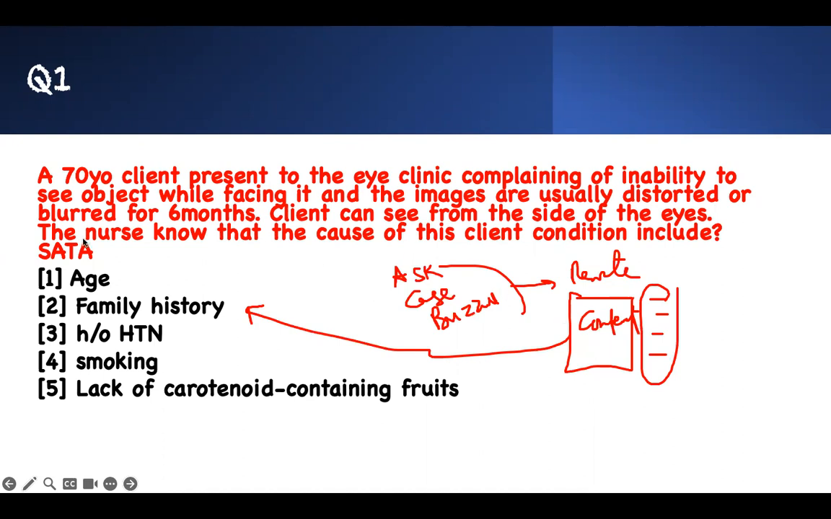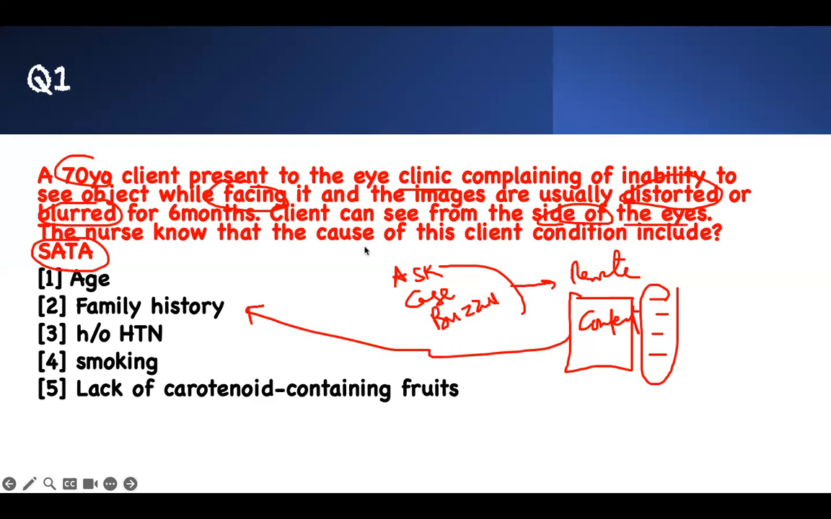So what is the problem? It's a select or apply being asked. What is the case? A 70-year-old, age is important, presents to the eye clinic complaining of inability to see an object when facing the object. And the images are what? Distorted. Those are buzzwords. The client can see from the side of the eyes.